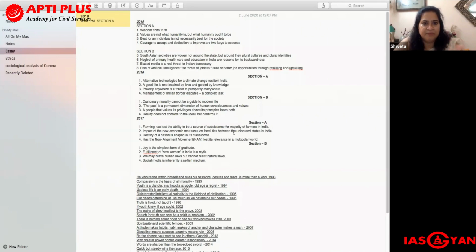Anyway, the second topic is saying: impact of the new economic measures on fiscal ties between the union and the states in India. So the moment it is saying new economic measures, okay, new economic measures is hinting at the economic segment, whereas union and states is hinting at the political aspect.